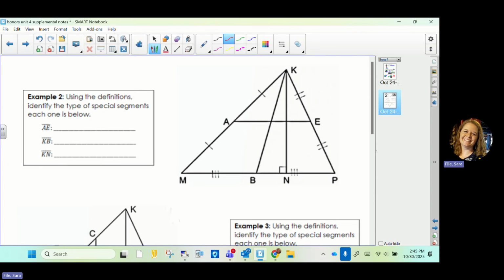So remember, the mid-segment is the one we spent the most time on, and it connects midpoint to midpoint. And I know that A and E are midpoints because of these tick marks on the segments. So A is a midpoint, E is a midpoint. So midpoint to midpoint is mid-segment.